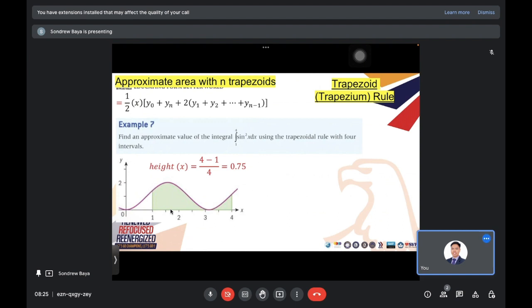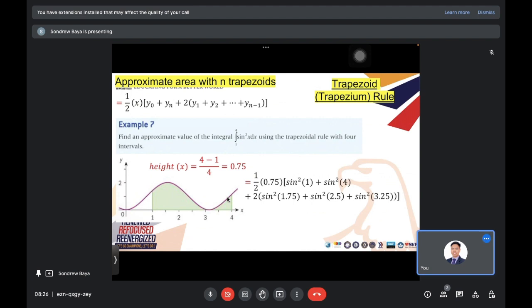Okay? So here, with that kind of analysis, we can now use the trapezium rule with 4 trapezoids, and we can now have half of 0.75, which is the width, times the first one. This one will just be sine of 1 squared, plus the last one is sine of 4 squared, plus 2 times the length of each, which will just be sine of 1.75 squared plus sine of 2.5 squared plus sine of 3.25 squared. Pause the video, try to analyze, try to ask questions if you need to.